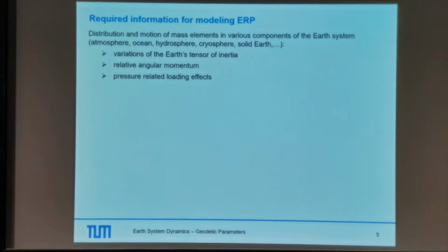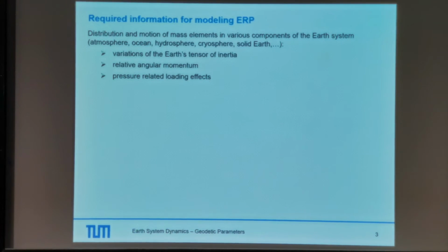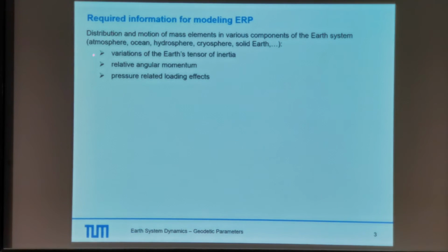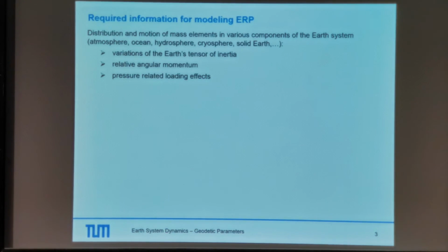What kind of information is required in order to model Earth rotation parameters? First of all, we have to know the distribution and motion of mass elements in various components of the Earth system. So atmosphere, ocean, hydrosphere, cryosphere, solid Earth, and so on. And these variations of mass elements, distribution and motion of mass elements, cause variations in the Earth's tensor of inertia, the relative angular momentum, and pressure-related loading effects. That's also something we had on the slide before.